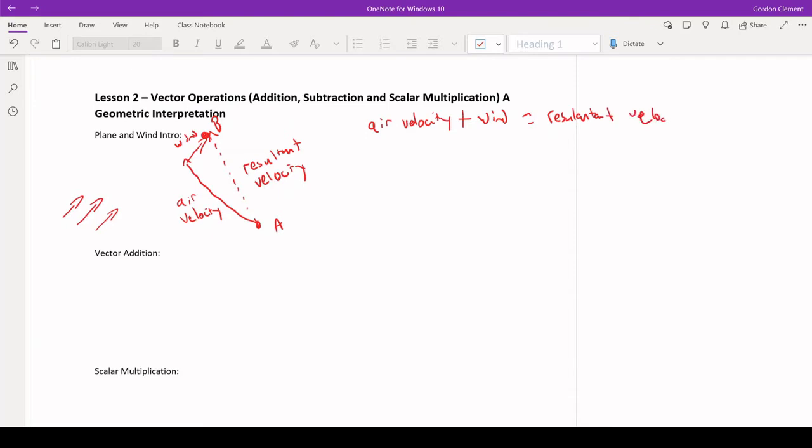velocity. And that gives you our first geometric interpretation of what it's going to mean when we add vectors. So if I add this vector here, the air velocity, to the wind, the answer is this vector here. So when you add two vectors, you get a new vector. And the key thing here is these two vectors are drawn what's called head to tail. So the head of one and the tail of the other are touching.